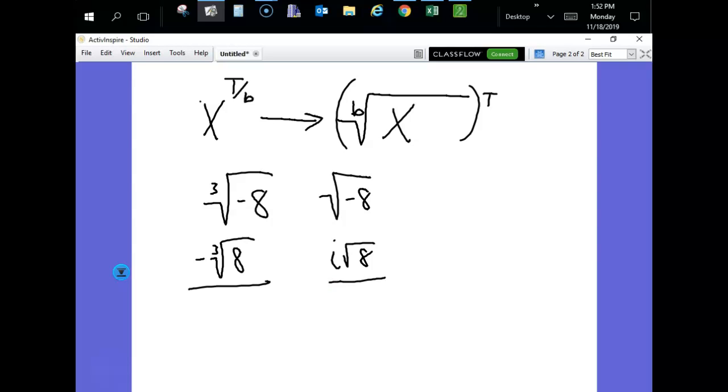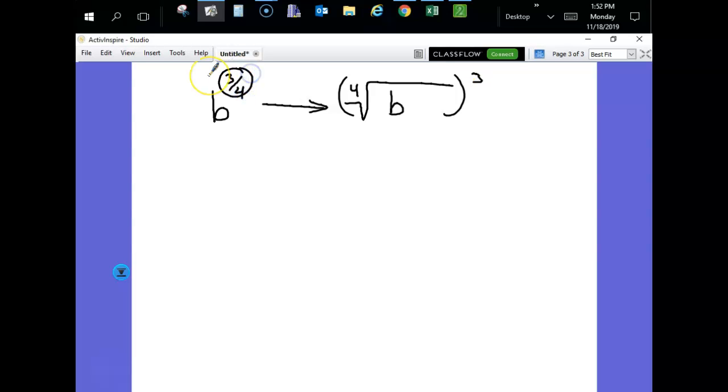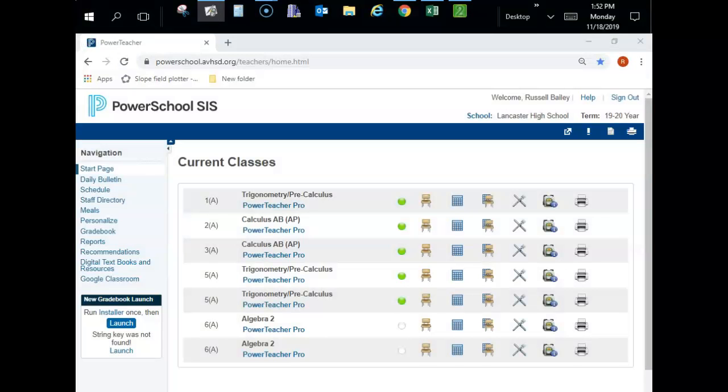I think on Friday, we kind of left the day off with me giving you something like this and asking you to rewrite it like this. And that's all we did. But today we're going to go a little bit further. We're going to rewrite it like that, and then we're going to actually simplify it. So that's the goal. The vocab for today is rational exponents. That's an exponent, right? And fractions are called rational numbers, so it's a rational exponent.